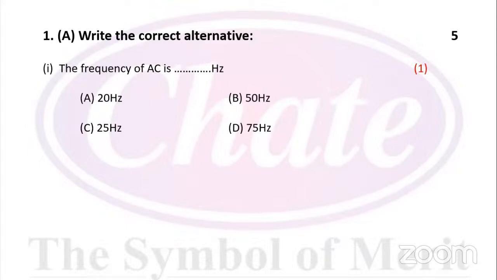And you can see the question: the frequency of AC is dash dash dash hertz. So, alternating current has a frequency of 50 hertz in India. We know that, and that is the answer for this question. So option B is the correct answer.